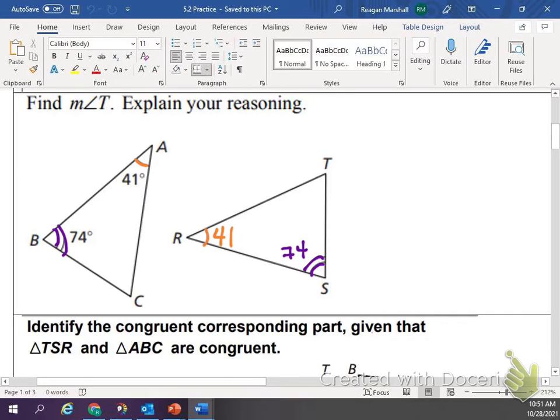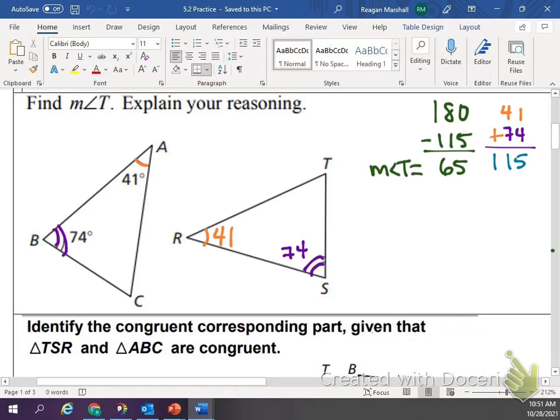And then how do we find angle T? You add them together and you subtract from 180. Correct. So we take 41, we add it to 74, which makes 115. So to find out the other angle, we're going to subtract that from 180. 180 minus 115 is 65. So the measure of angle T is 65.